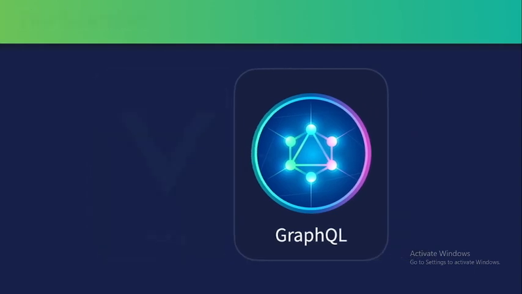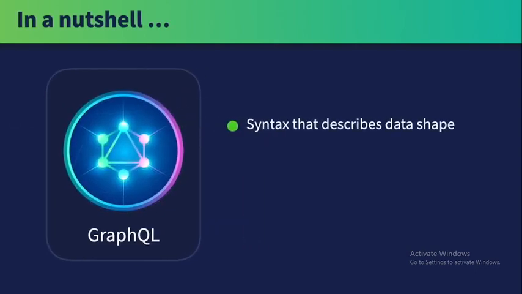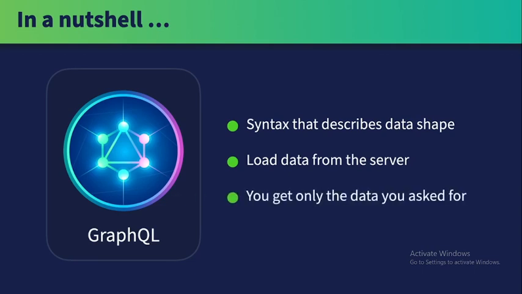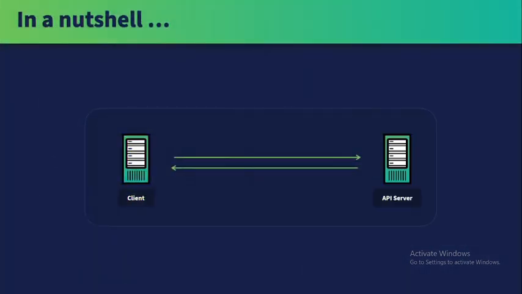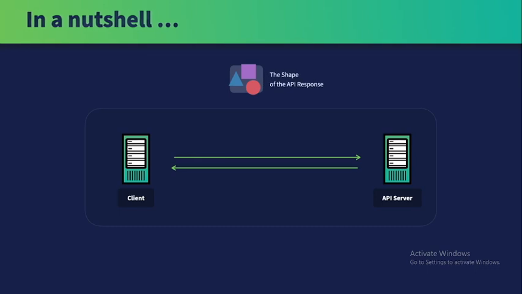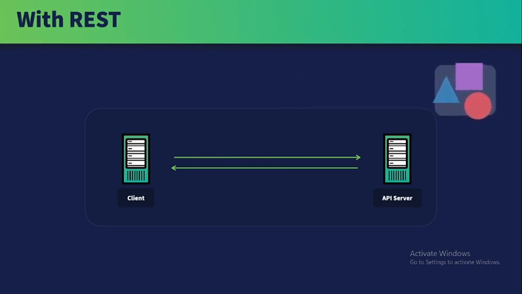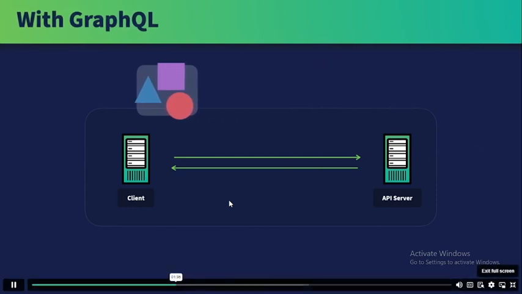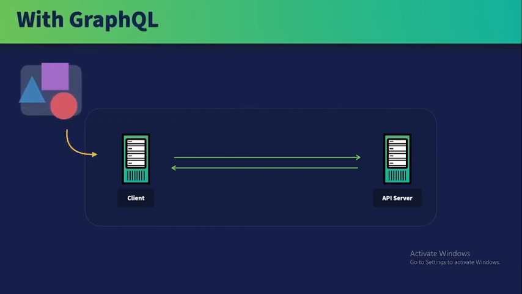In a nutshell, GraphQL is a syntax that describes how to ask for data, and it's generally used to load data from the server. One of the core features and the biggest benefit of GraphQL is that you get only the data that you asked for. The main difference between REST and GraphQL lies in where the shape of the API call response is defined. With REST, the shape is defined on the server. With GraphQL, this is done on the client side. This allows us to make a single request to fetch all the required information and nothing else.